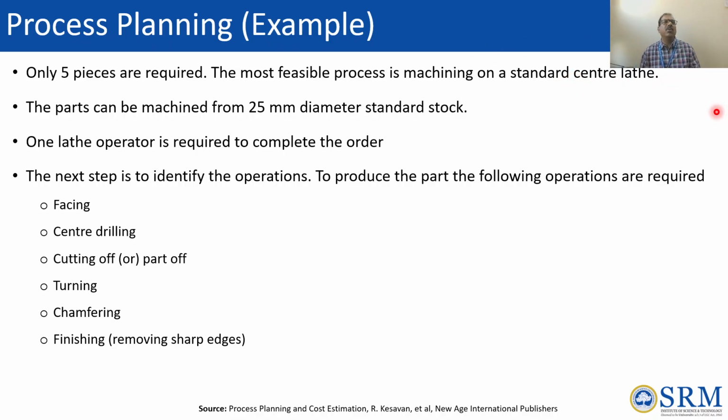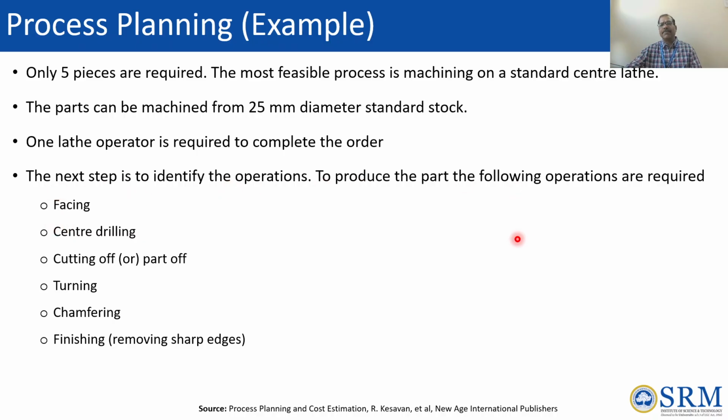So for this, there is no need to go for centralized CNC machines or something. If we go with mass production, we have to go for a CNC machine. But here only 5 pieces are needed. So a center lathe is sufficient for that. The parts can be machined from 25 mm, because the original diameter is 25 mm. Then one lathe operator is sufficient to complete this particular order.